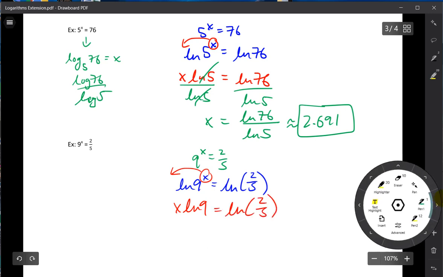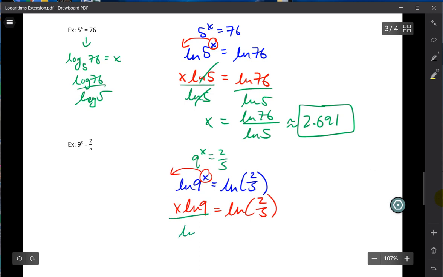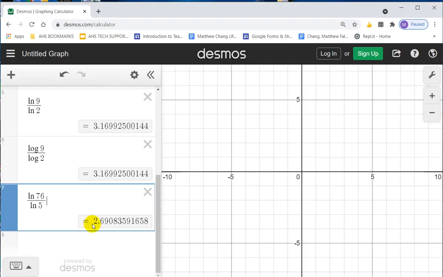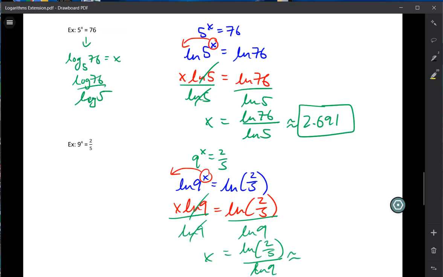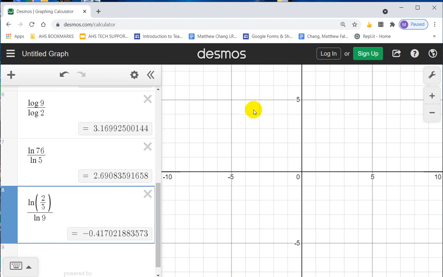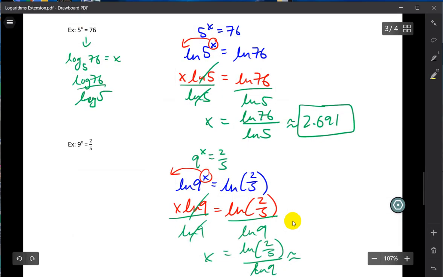Now we're going to take this x, so we're going to divide by ln 9. Divide by ln 9, this cancels, and we simplify. So we have ln of 2/5 divided by ln of 9. And then we will see what that's approximately equal to. So ln of 2/5 divided by ln of 9. That's approximately negative 0.417. And there we go. So that's how you would calculate that using natural logarithms.